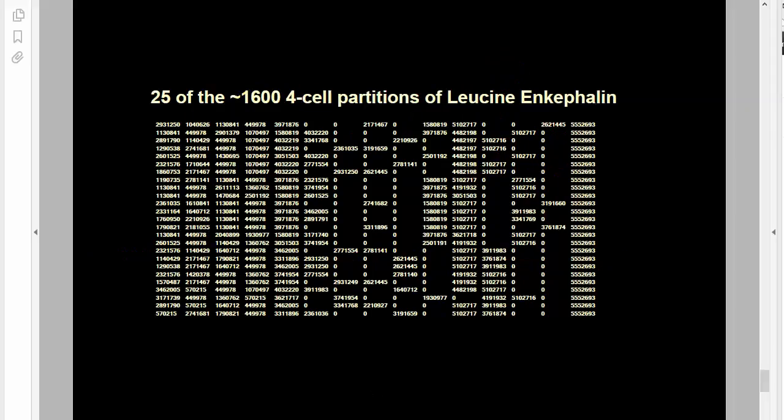Leucine enkephalin can be partitioned about 1,600 different ways into 4 subgroups and partial sums of subgroups. Here 25 of these are shown. In addition to leucine enkephalin, there are about 245,000 other compounds in the data structure. The next question is, how do we find similar compounds?